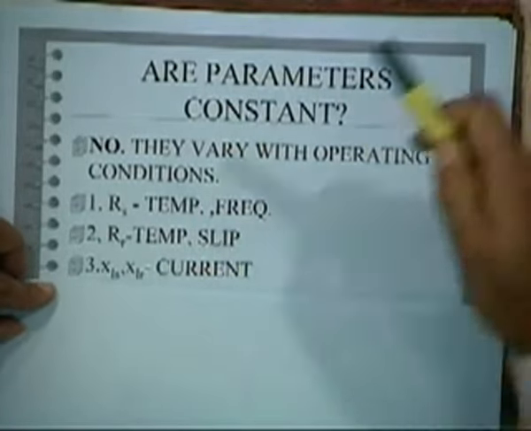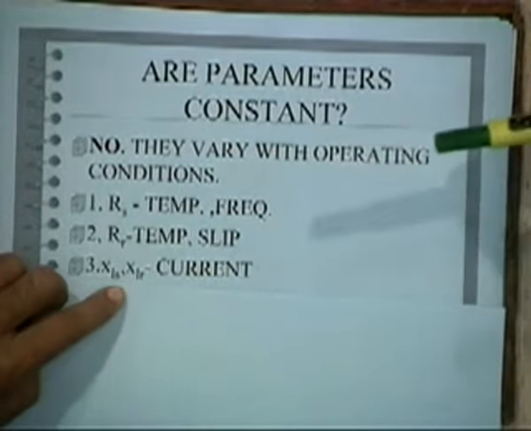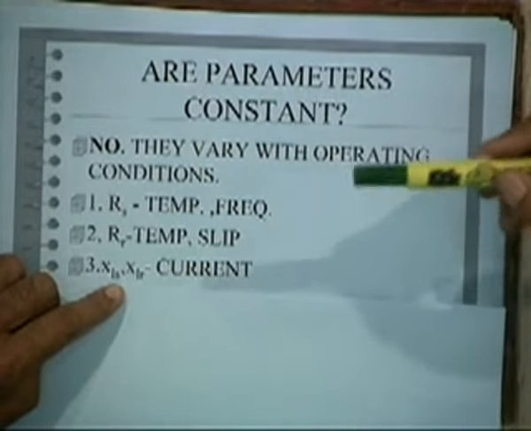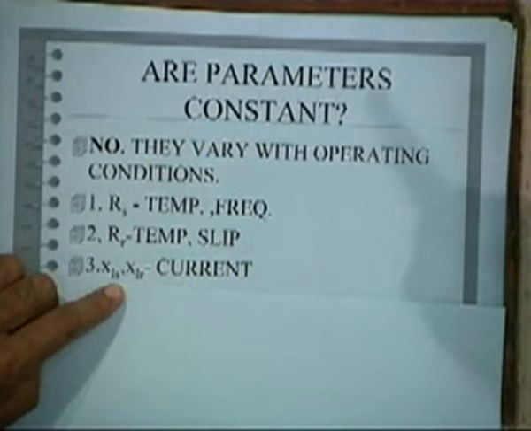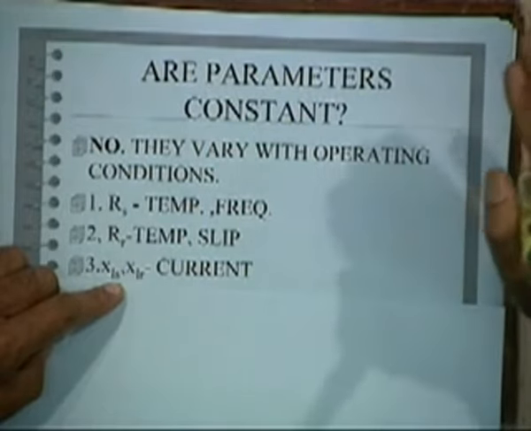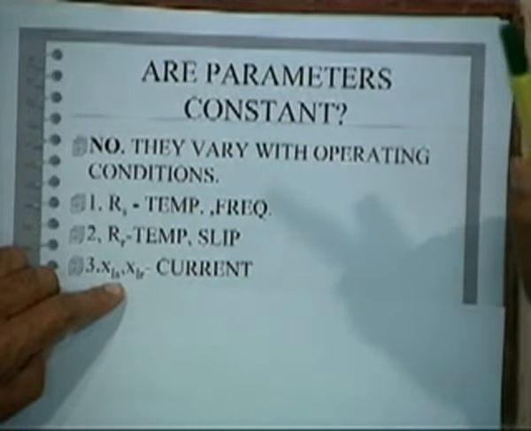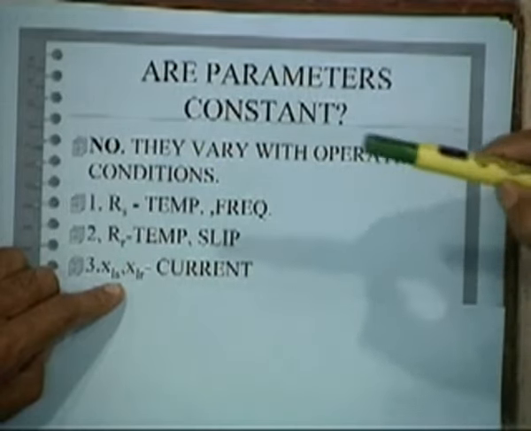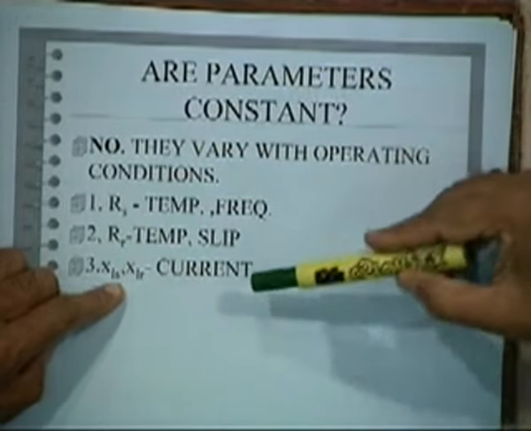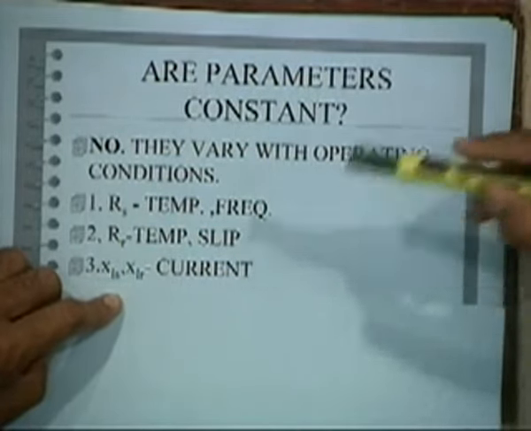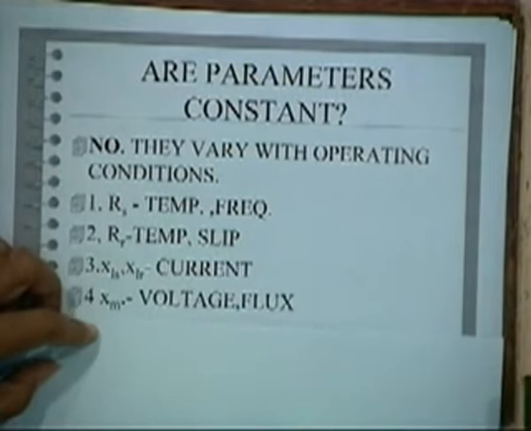Next are the leakage reactances, XLS and XLR. They are also not constant because they vary with current. After all, where is the leakage flux? Though the bulk of the leakage flux is in the air, some part of it goes in iron. So for the portion which goes in iron, the higher the current, the more saturation, and the reactance and inductance will vary with the current. So the leakage reactance is a current dependent parameter. Next is the magnetizing reactance.